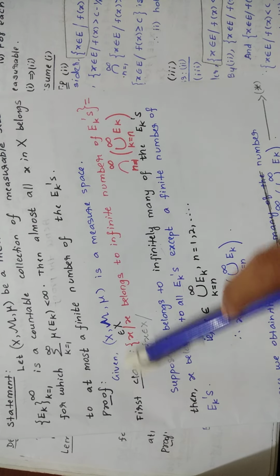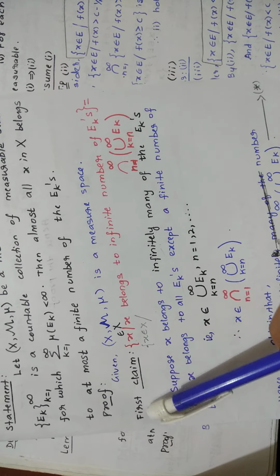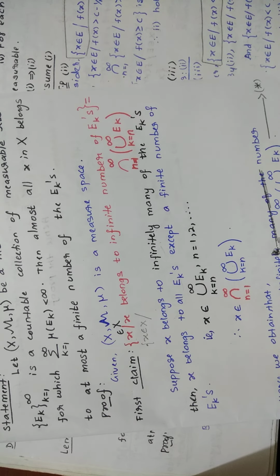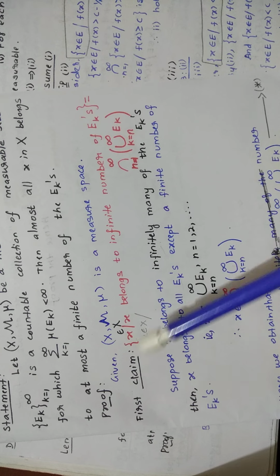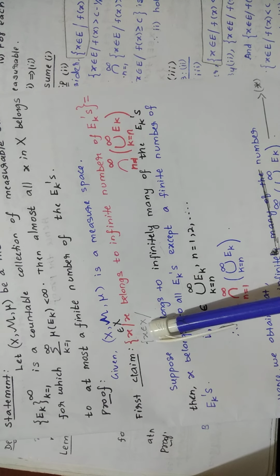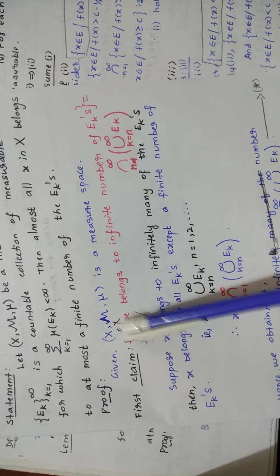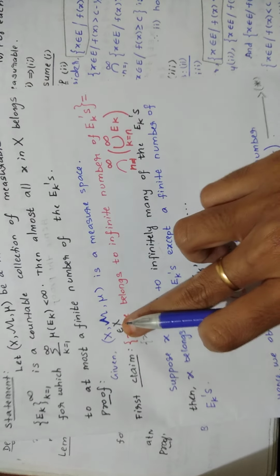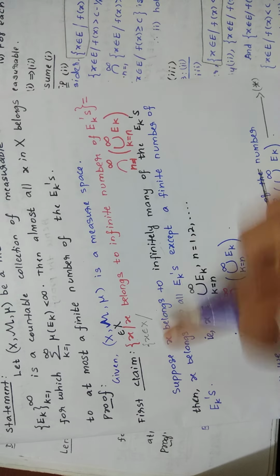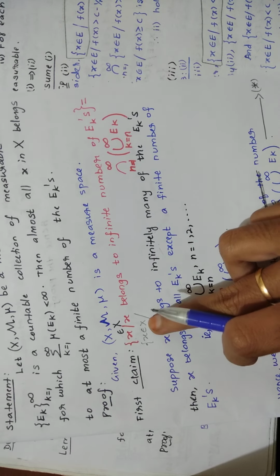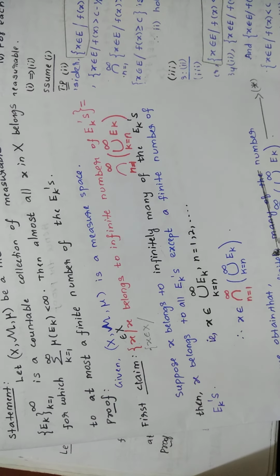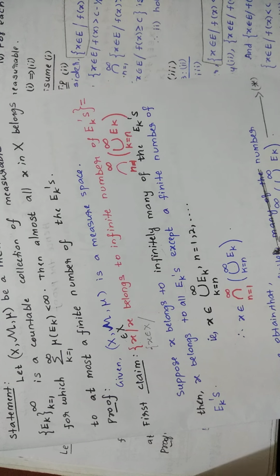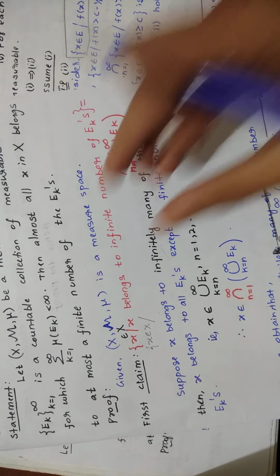In the proof, first you have to write: given this is a measure space. As I told you earlier, first you have to claim this equals this. That is what we have to prove. That is, the set of all x belonging to capital X. You have to write it like this. Don't write it like this, I forgot to write this, that is why I wrote it like that. You have to write the set of all x belonging to X such that x belongs to infinitely many E_k's. That is how you write it. So the set of all x belonging to capital X such that x belongs to infinitely many E_k's is equal to this. That is what we have to prove.